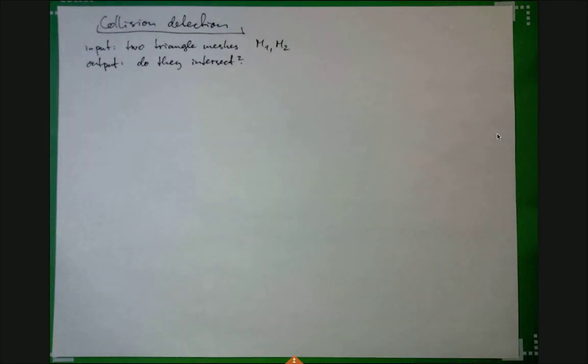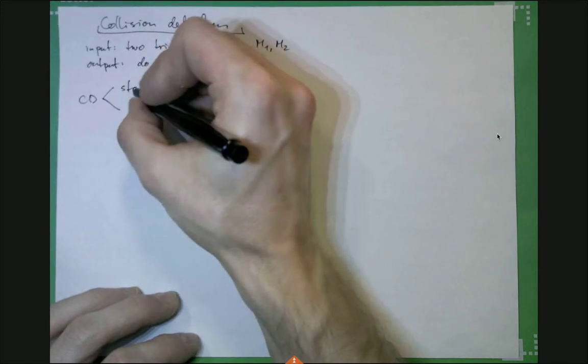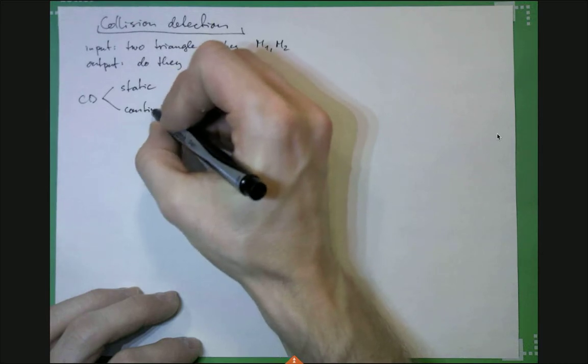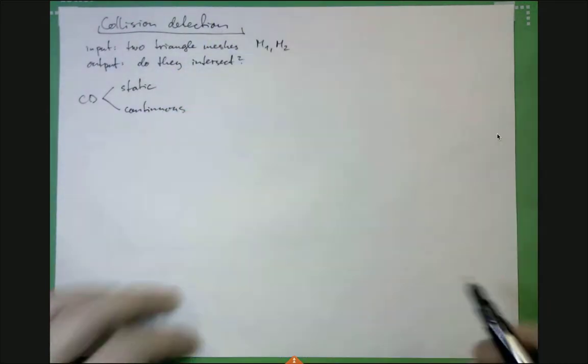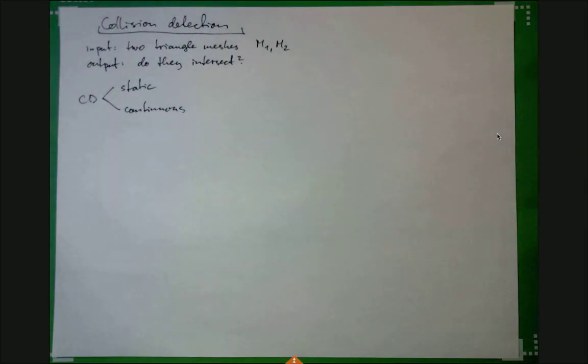The problem of collision detection has been studied pretty well, and there are several main flavors to the algorithm. You can subdivide the algorithms into two main pieces. There is what we call static collision detection, CD for collision detection, and continuous. Static means just what I wrote here. I just give you two meshes somewhere, and I need to know if there is a point where they intersect. That's also called discrete collision detection. Continuous means that these two meshes are actually moving.